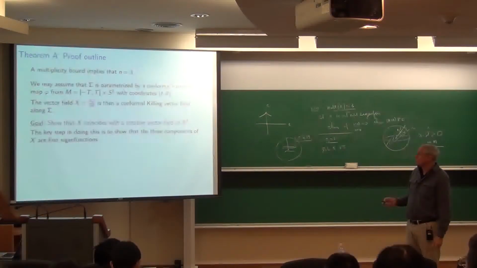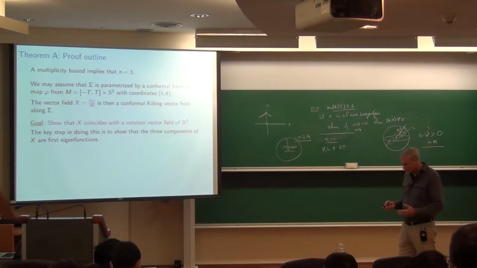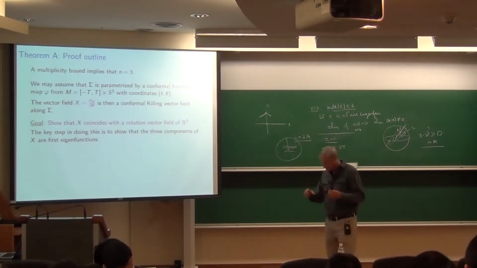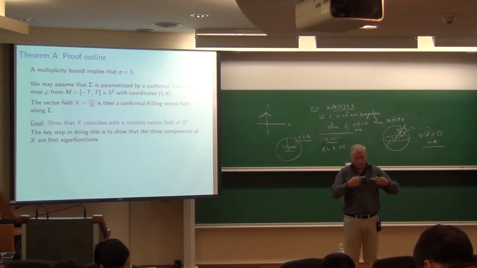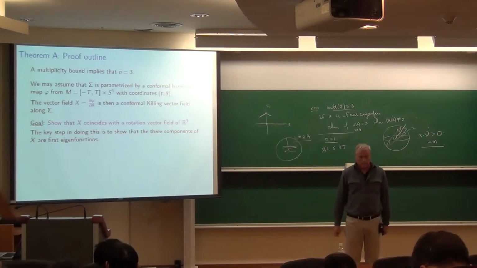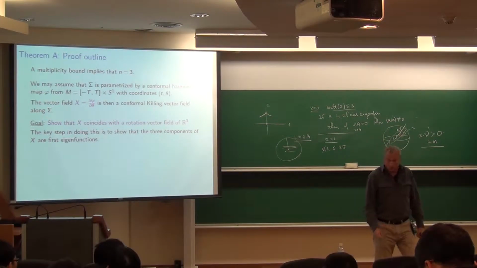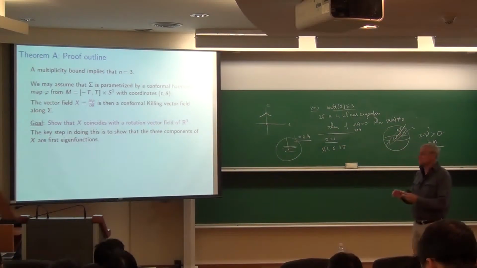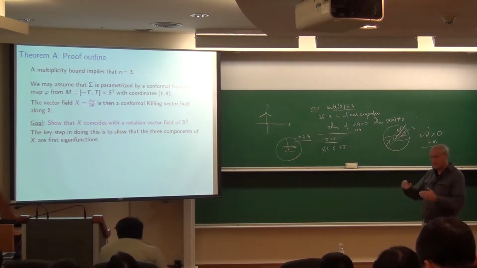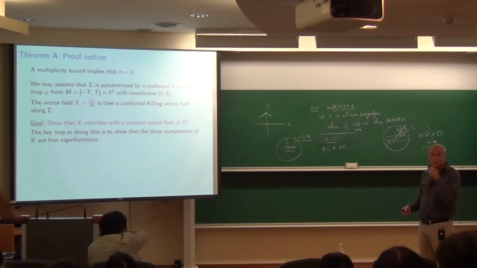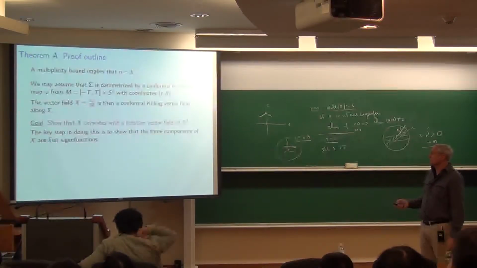Coordinates t and theta. And then the idea of the proof is to show that the vector field d/dθ, which is a conformal Killing vector field, generates a one-parameter group of conformal transformations, to show that it actually generates an isometry. So the key is to show that the vector field X, which is the push forward of d/dθ, is actually a rotation vector field in R^3.